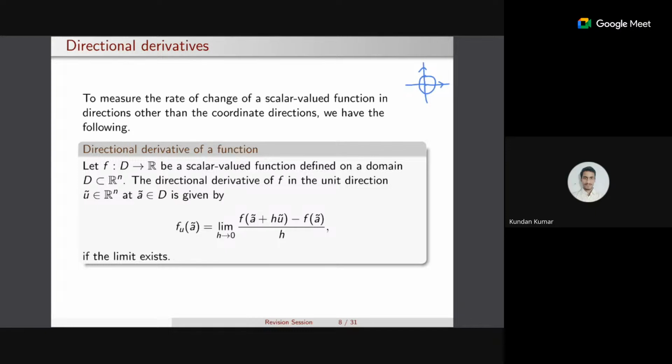For that, the concept is the same. You just look at a unit vector in the direction. So I want to know how the function behaves, say in the direction of (1, 1). Then I should not use (1, 1). I should use (1/root 2, 1/root 2), because I need a unit direction.